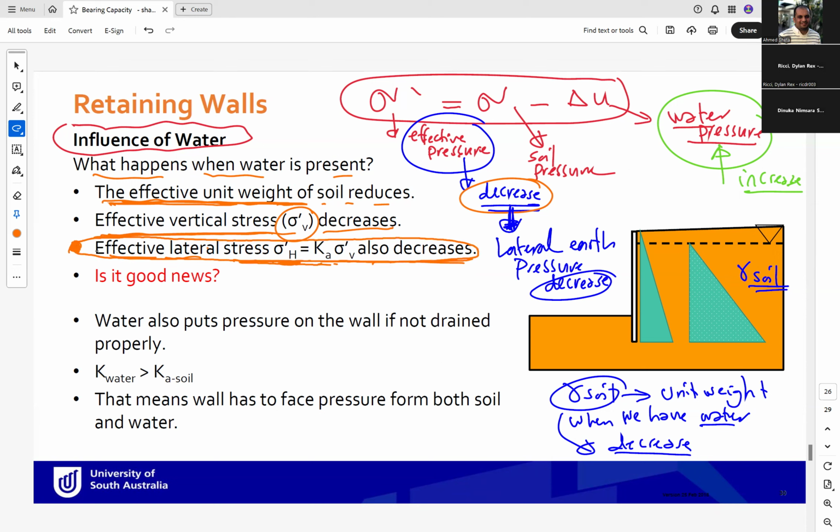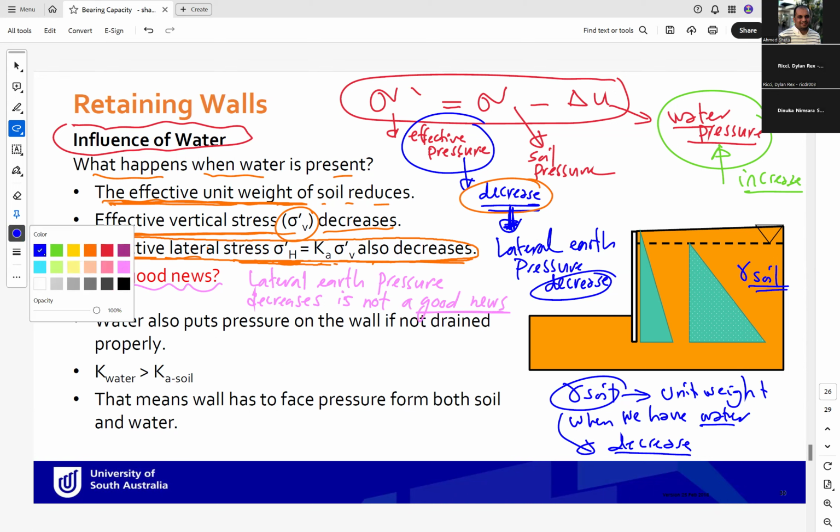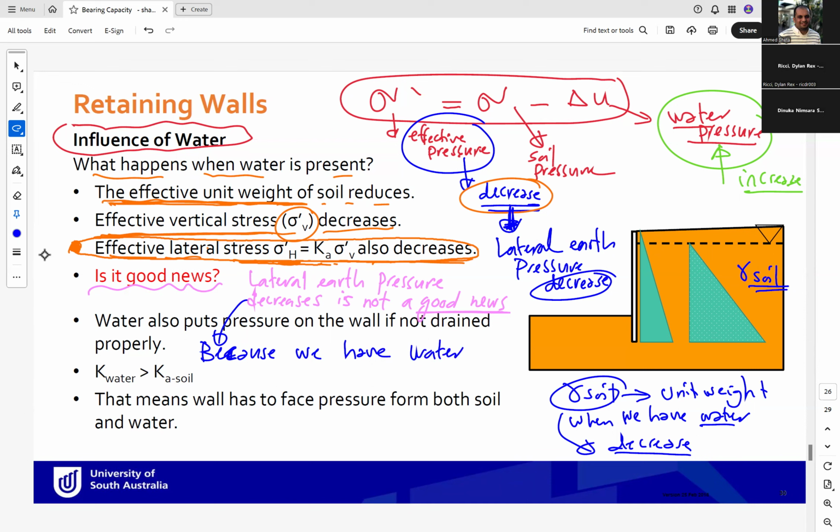This means that when we have soil, the soil pressure itself decreases. But is this good news for us? When the lateral earth pressure decreases, is it good news? It is not good news. Why is it not good news for us? It is not good news because we have water pressure instead. Because when you have water, you will have water pressure. So even if the soil pressure decreases, the water pressure will increase, so it doesn't affect much.